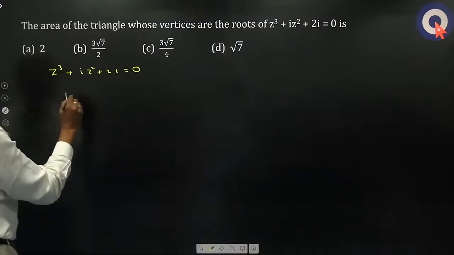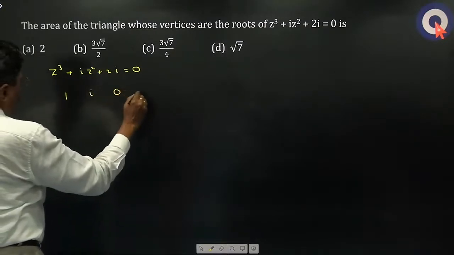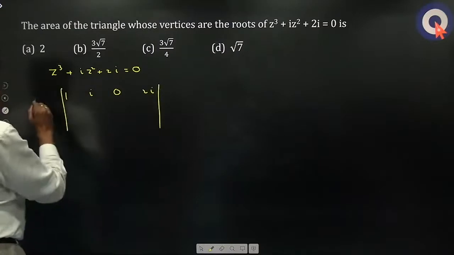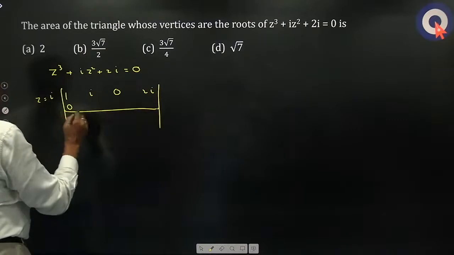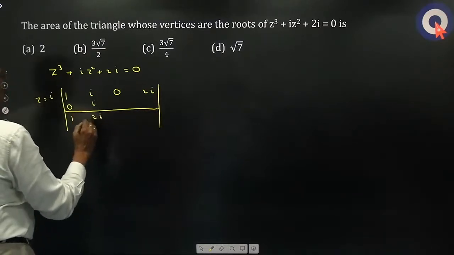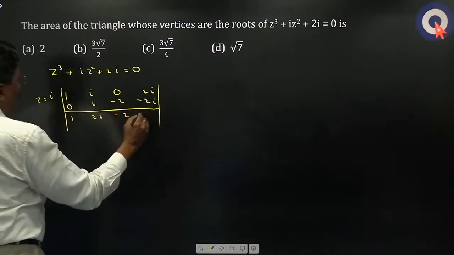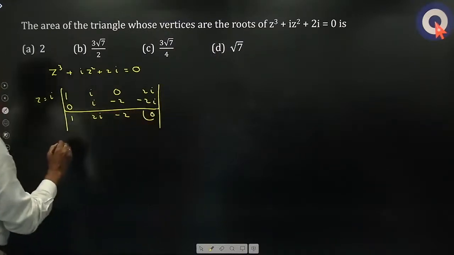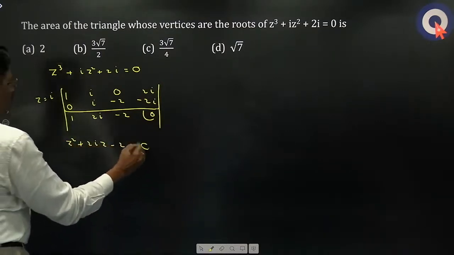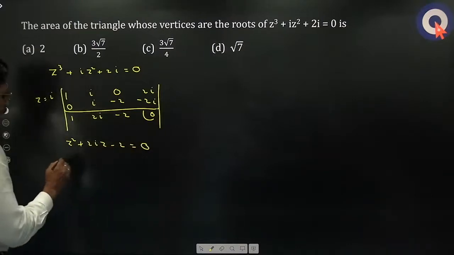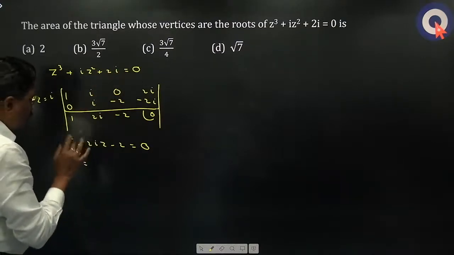So the z cube coefficient is 1, the z square coefficient is i, the z coefficient is 0, and the constant term is 2i. So we have found z is equal to i is one root. We will factorize this. 1, this is i, 2i square is minus 2. So I get minus 2 minus 2i. So this becomes 0. So what I am getting here is z square plus 2iz minus 2 is equal to 0. So z is a quadratic.